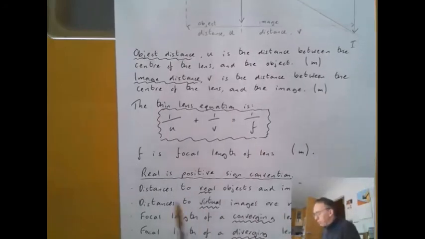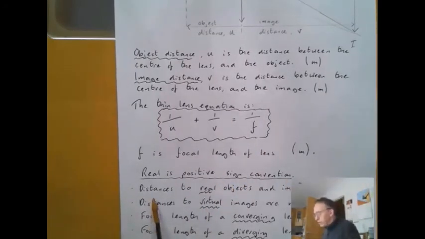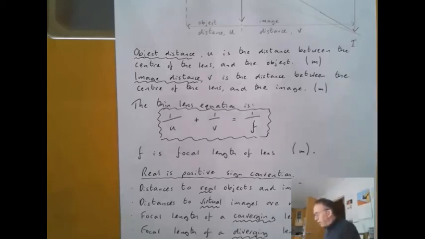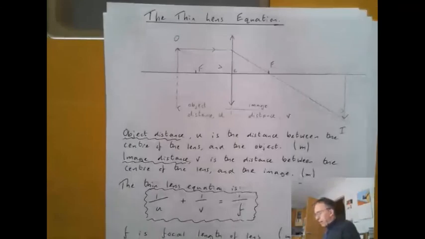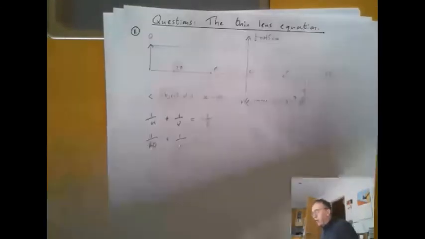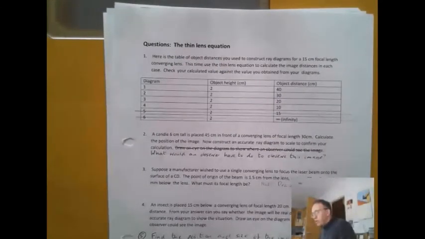To use this equation, we apply a real is positive sign convention, which is to say that distances to real objects and images are taken to be positive. Distances to virtual images are taken to be and come out as negative. The focal length of a converging lens is positive and the focal length of a diverging lens is negative. Don't forget that one, because that's often the one that catches students out. That's really all the new physics that we've got, and we've applied that then to these questions. You could, I guess, print out this question sheet and stick that into your notebook.